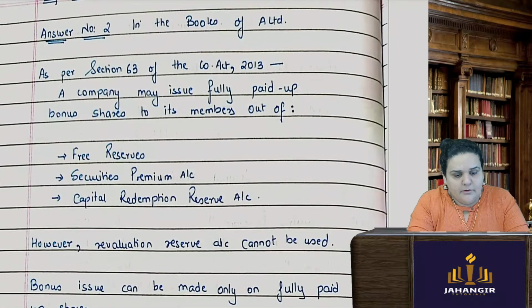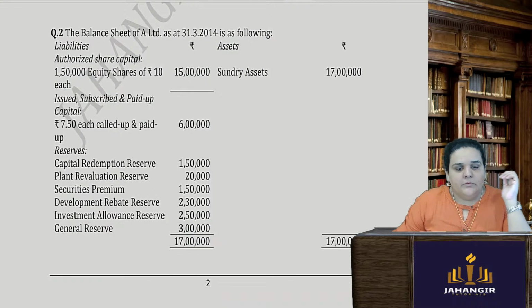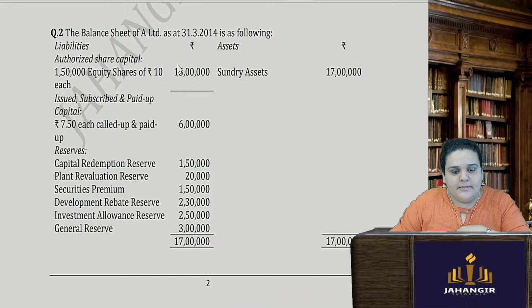Moving to your question number 2. So easy. The balance sheet of A Limited as on 31st of March 2014 is as follows.